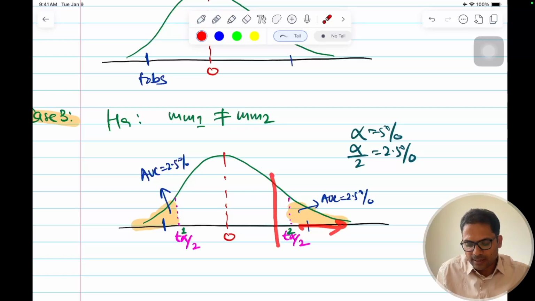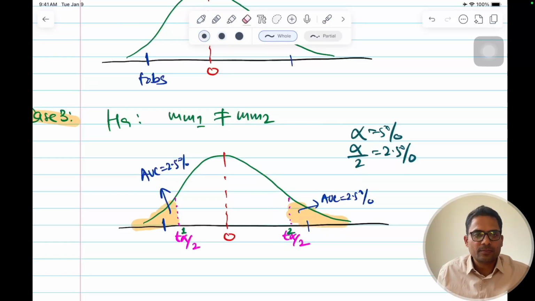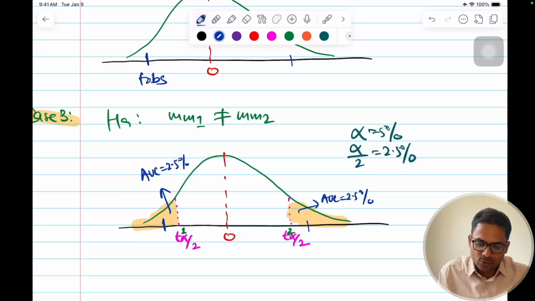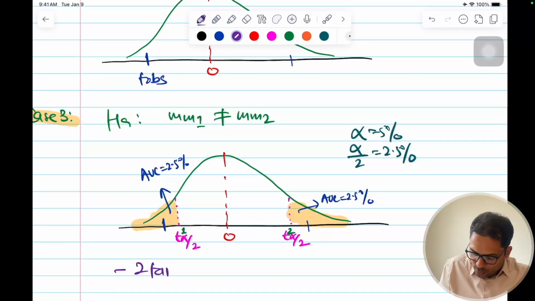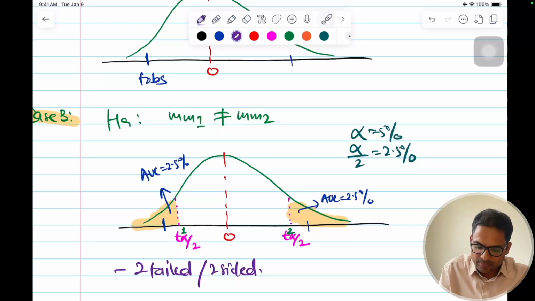Or if I'm getting here, then I can accept it. I hope this is clear. This is your two-tailed or two-sided. This will be your two-tailed or two-sided when there is inequality. Inequality means just not equal to.